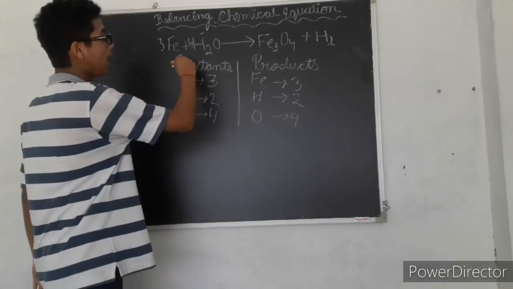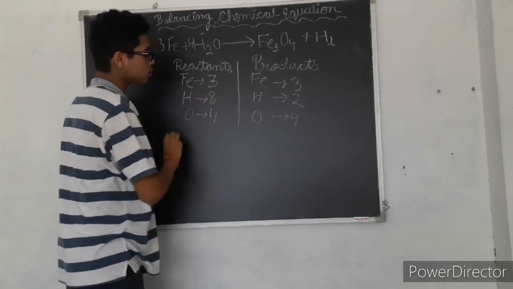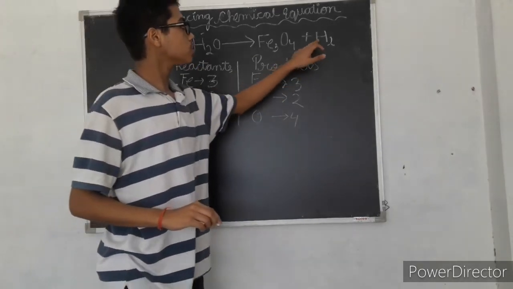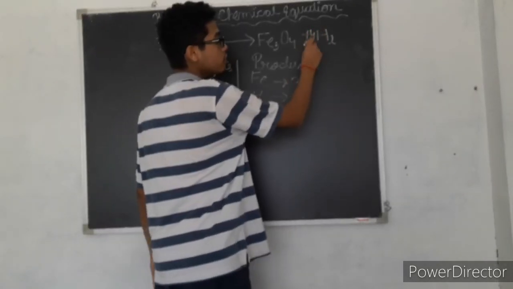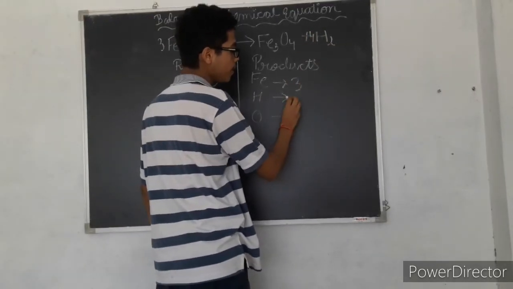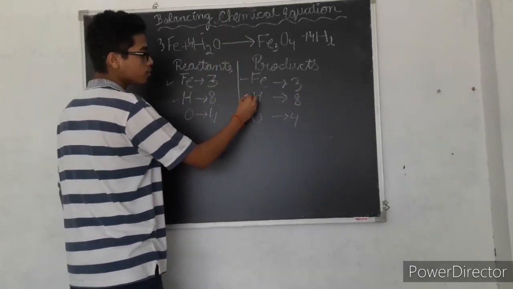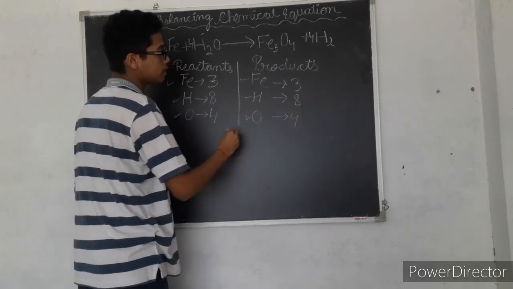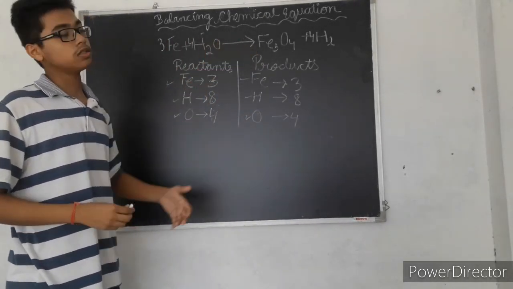But now hydrogen is not equal. Here there are 8 atoms of hydrogen and here only 2 atoms of hydrogen. So we will multiply here also by 4. 4 into 2 will also become 8. Now iron is balanced, hydrogen is balanced, and oxygen is balanced. So this is our balanced chemical equation.